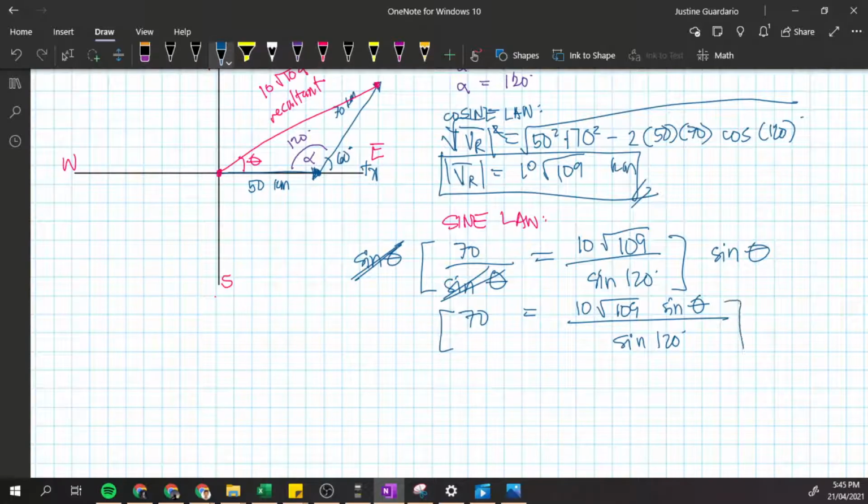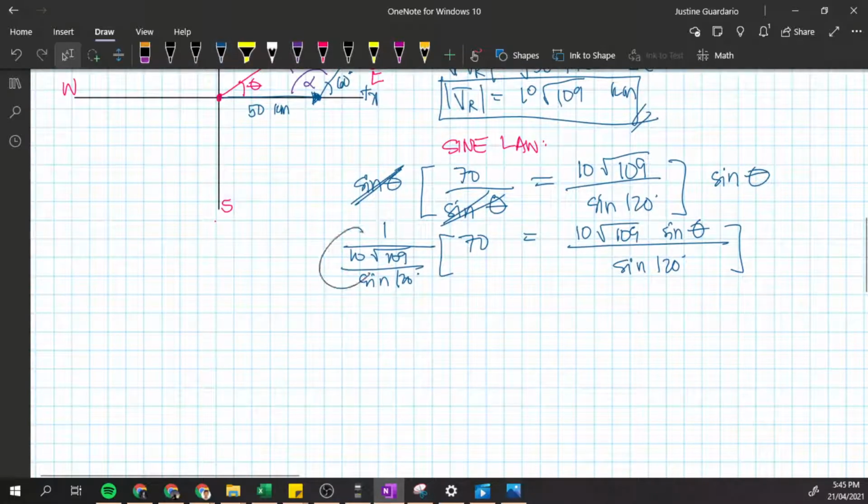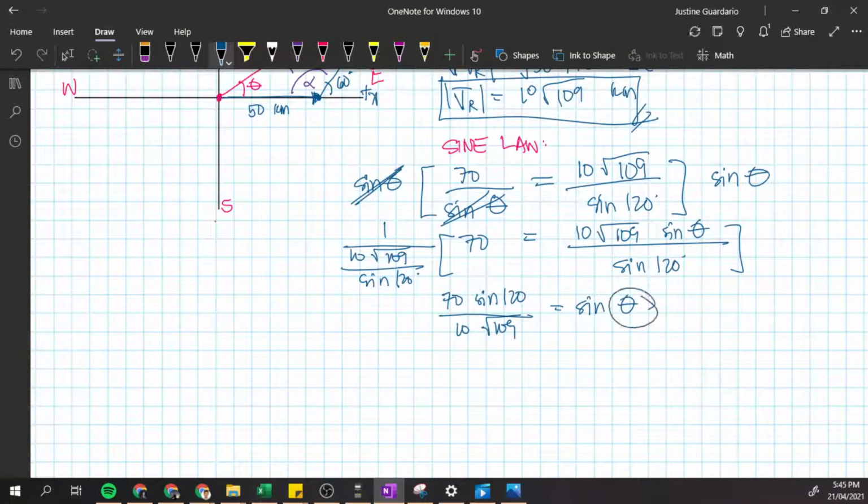Okay, i-divide ko both sides of my equation by 1 over 10 square root of 109 over sine 120 degrees. Okay, sa both sides. Therefore, ito, magre-reciprocal ito. Aakyat yan sa kabila. Ito ay magiging 70 sine 120 degrees over 10 square root of 109 is equal to sine theta. Ano bang hinahanap natin? Theta lang, hindi si sine theta. Katulad ng ginawa natin kanina with arc tangent to find the theta itself, we will take the arc sine of both sides of our equation.